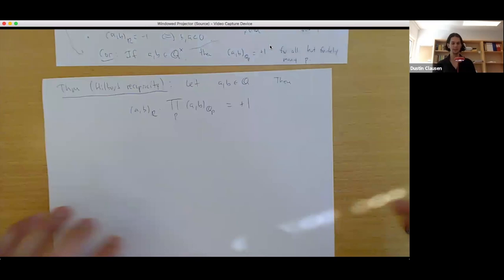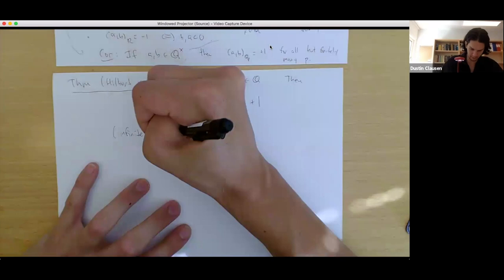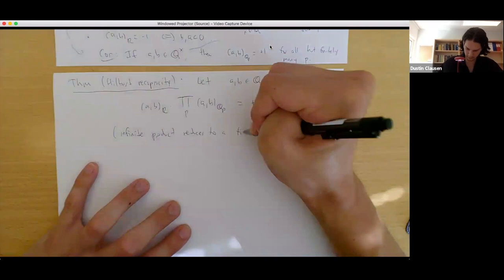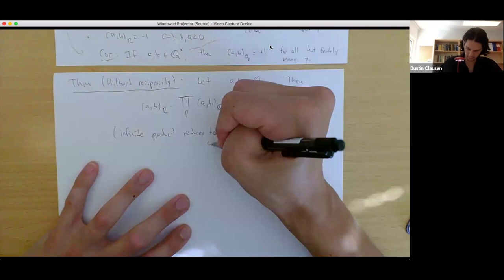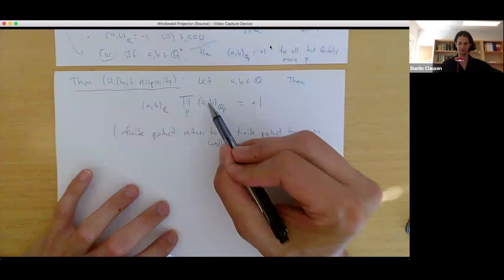Note that this infinite product reduces to a finite product by the previous corollary. If you choose a prime p which is not in the prime factorizations of a and b and is not 2, then you're guaranteed that the symbol will be trivial. So it's really only a finite product. And in fact, you can say what this means very.